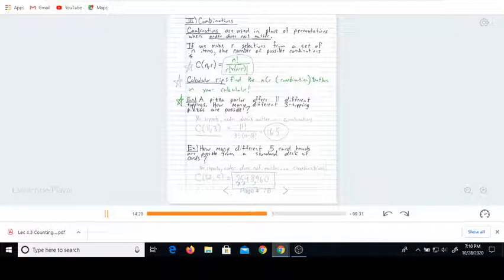So if the order does not matter, then you are doing combinations. Basically this problem is no repeats. We can't pick the same topping multiple times, and order does not matter. It doesn't matter if I order a pineapple jalapeno pizza or a jalapeno pineapple pizza.